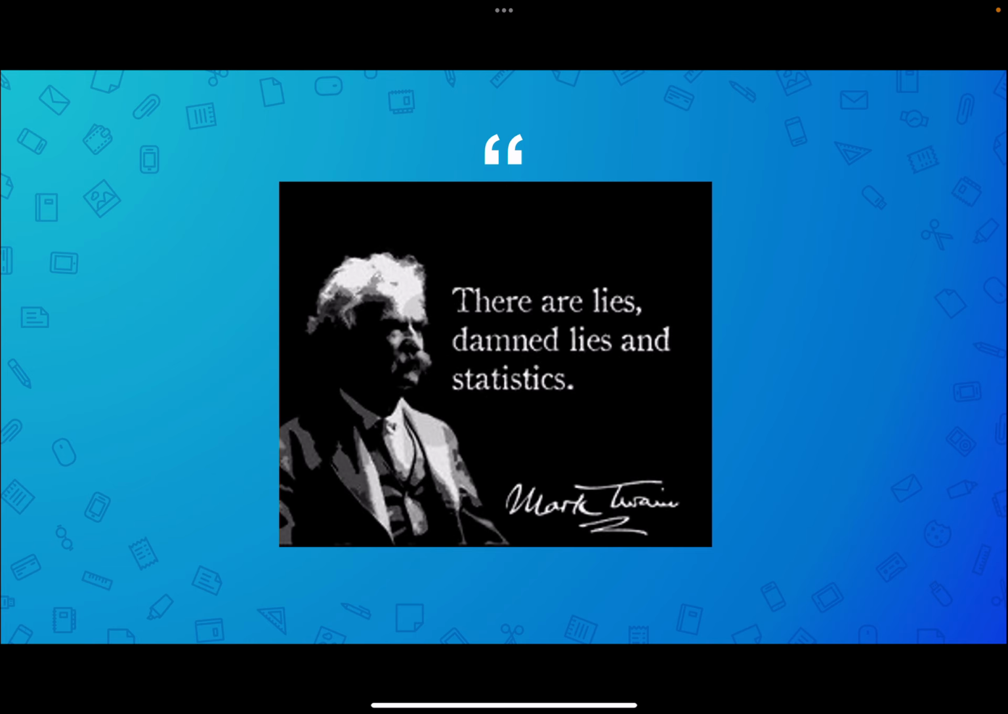It says, "There are lies, damn lies, and statistics," because if we can, numbers will tell a story. So it depends on us if we understand the story and if we see the numbers for what they are, or other people are telling us lies with those same numbers.